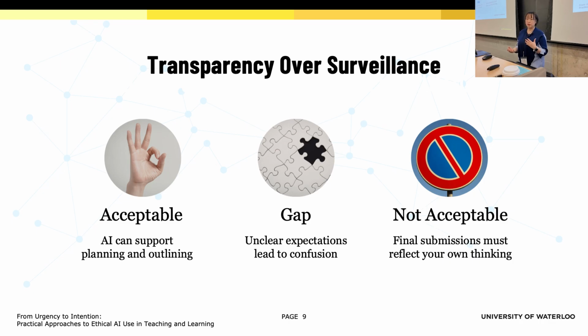Instead of focusing on detection, we can shift toward transparency. For example, AI may support planning, but final work must reflect student thinking. What we found is that students weren't necessarily misusing AI. They often just didn't know what was expected. And once expectations were clear, their decisions improved. These choices are ultimately about protecting and supporting learning, not just managing AI use.